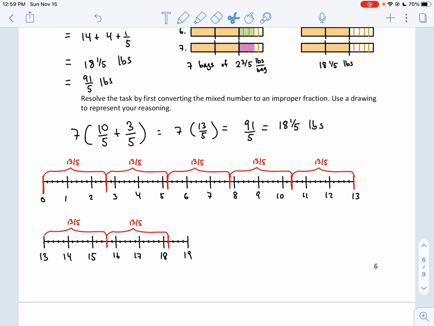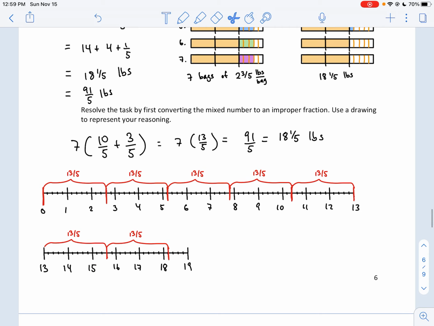And I did a different visual representation for this one. Here we got the answer by converting the mixed number to an improper fraction first. So we're really just doing 7 copies of 13/5. And so I did a number line where I did 13/5 on my number line, and I just did 7 copies of that and saw where that took me. And it took me to a location of 18 1/5. So here's my justification: 7 copies of 13/5 makes 91/5, or 18 1/5.